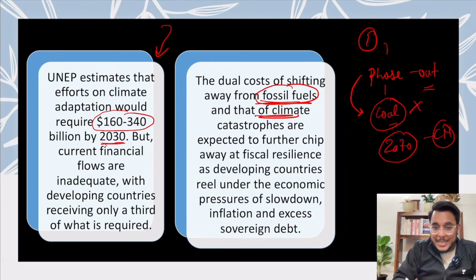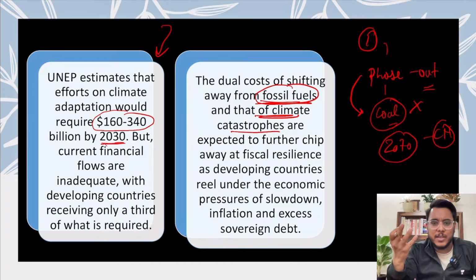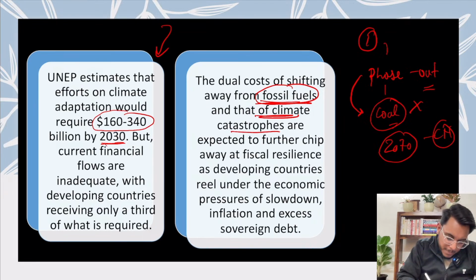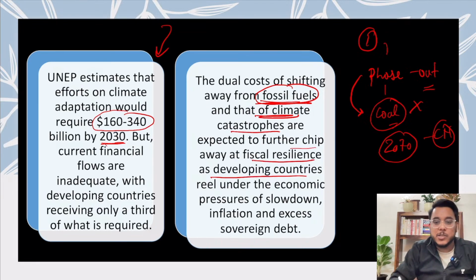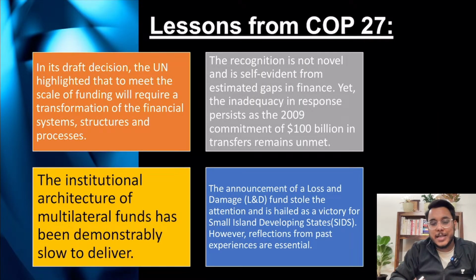And then second is that these climate catastrophes, the increasing number of cyclones, the rainfall patterns which are getting disturbed, are also chipping away the fiscal resilience of the developing countries. Economic pressures, economic slowdowns, inflations, all these things are coming. So there is a double jeopardy that is happening to the developing countries.